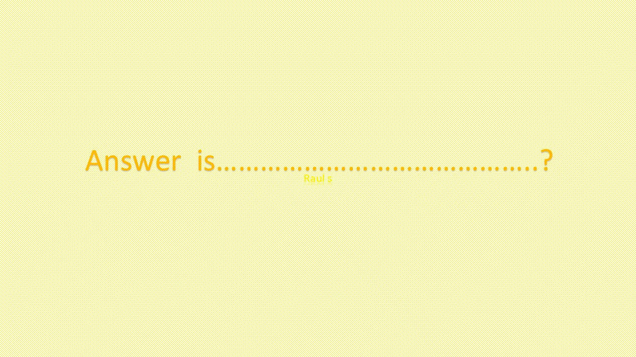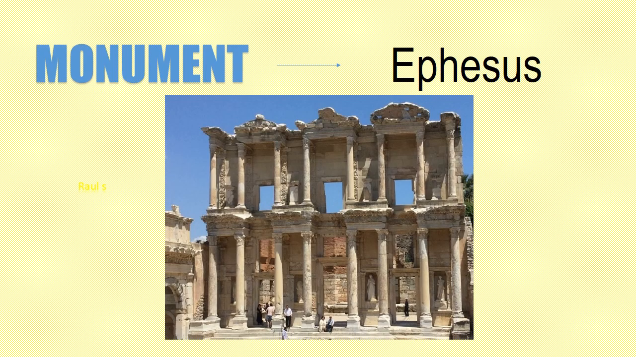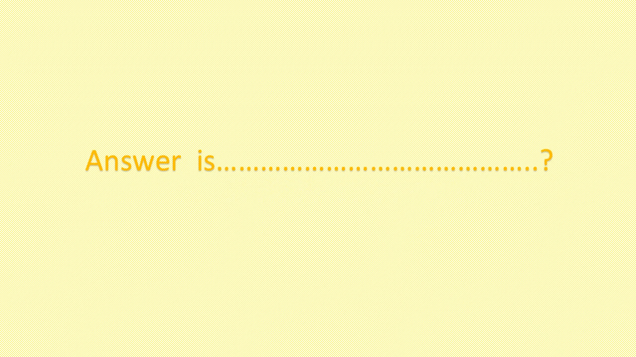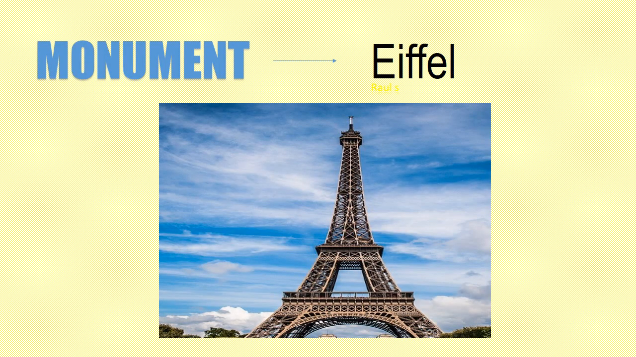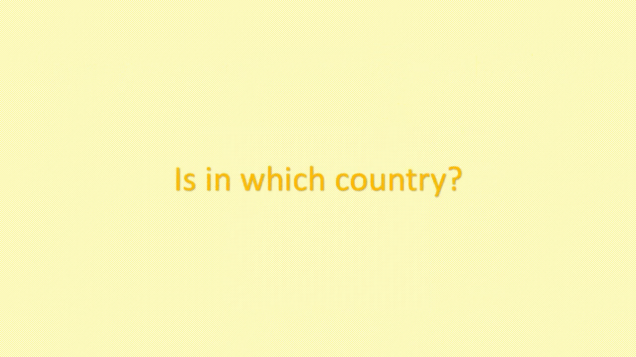Answer is Rio de Janeiro, Brazil. Monument: Ephesus is in which country? Answer is Turkey. Monument: Eiffel Tower is in which country? Answer is France.